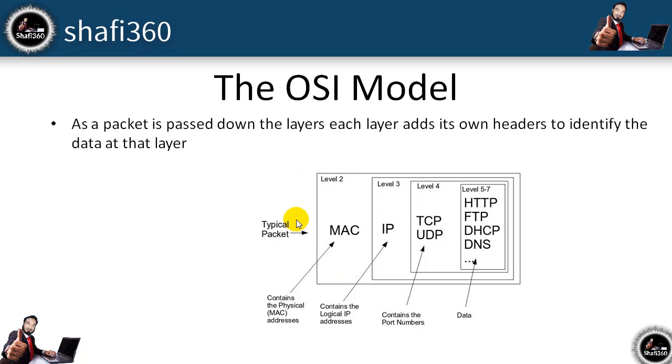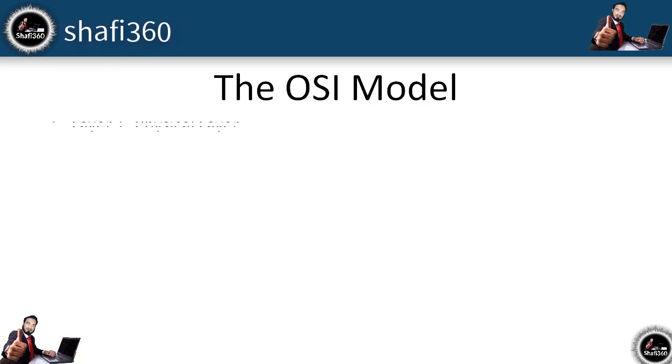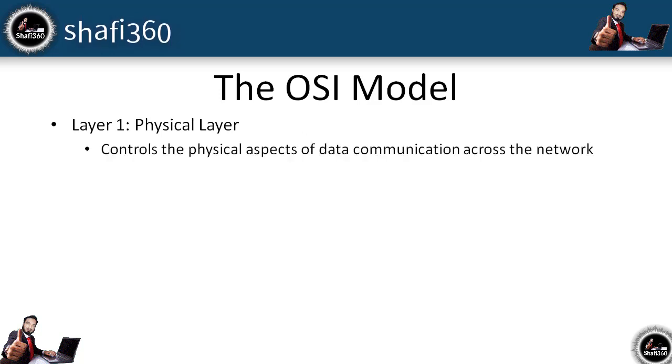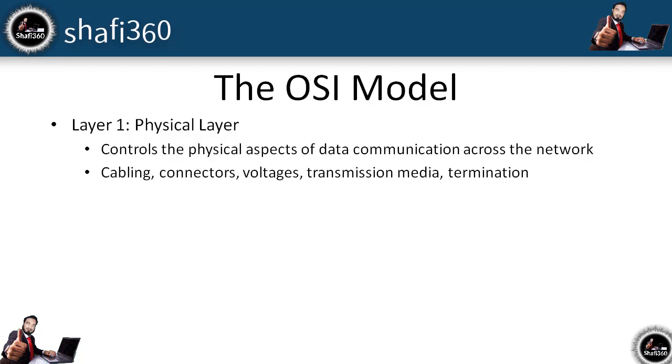Obviously, the physical layer is what we'll cover first, and there's not really any protocols at the physical layer because it's physical. It's wires and cabling and whatnot. And that's a perfect segue to talk about layer 1, the physical layer. Layer 1 controls the physical aspects of data communication across the network. Things like cabling, connectors, voltages, the type of media, whether you're using copper or fiber, the type of termination.